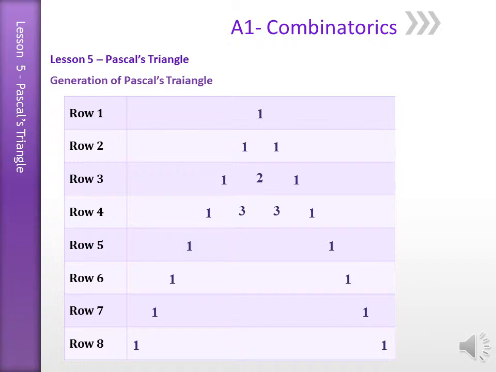This pattern continues in row 5. We look at the two numbers above and add them. So we see the 1 and the 3 will add to 4, the 3 and the 3 will add to 6, the 3 and the 1 will add to 4, so the row will contain 1, 4, 6, 4, 1. Watch as we complete rows 6, 7, and 8.